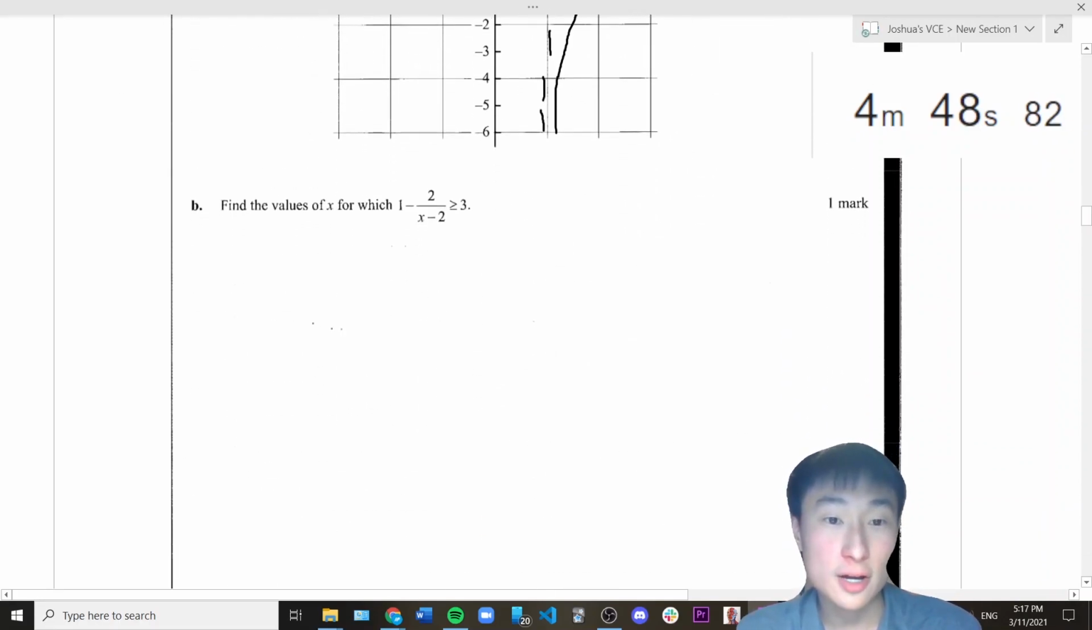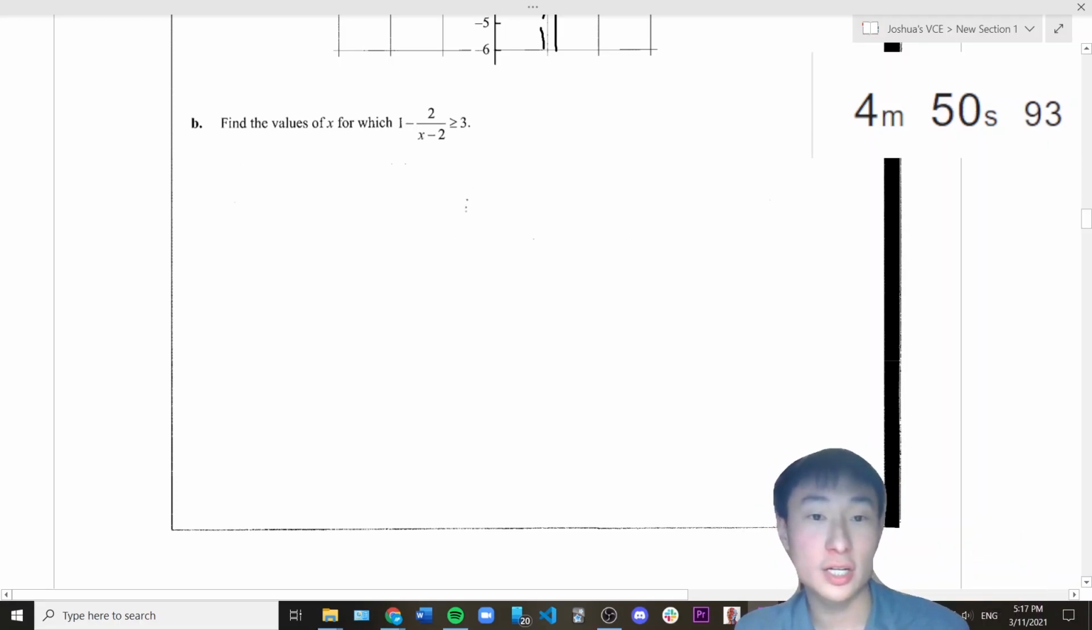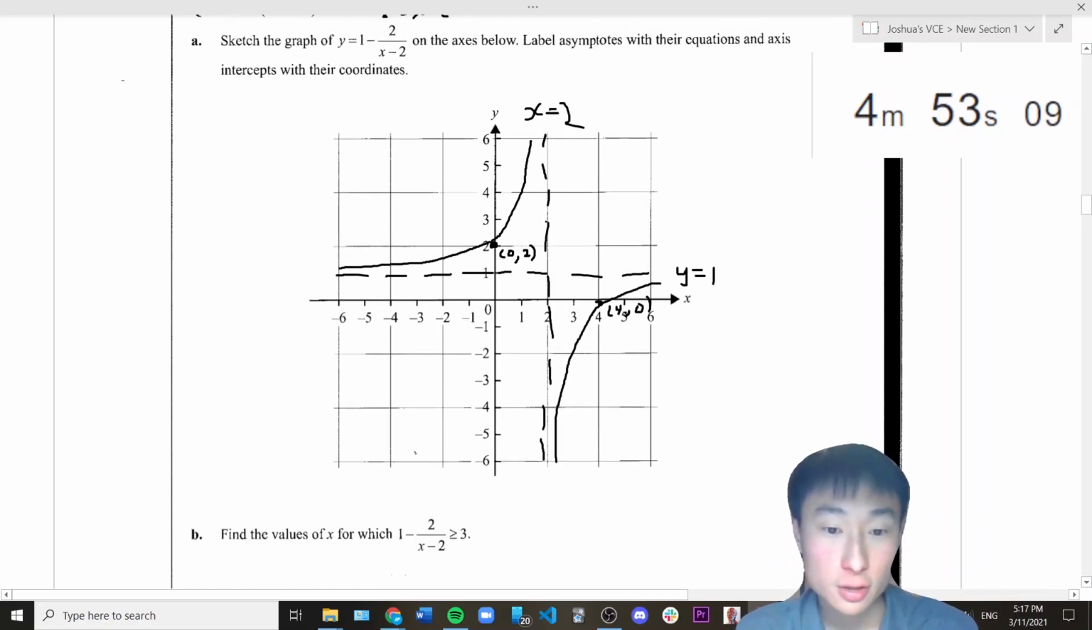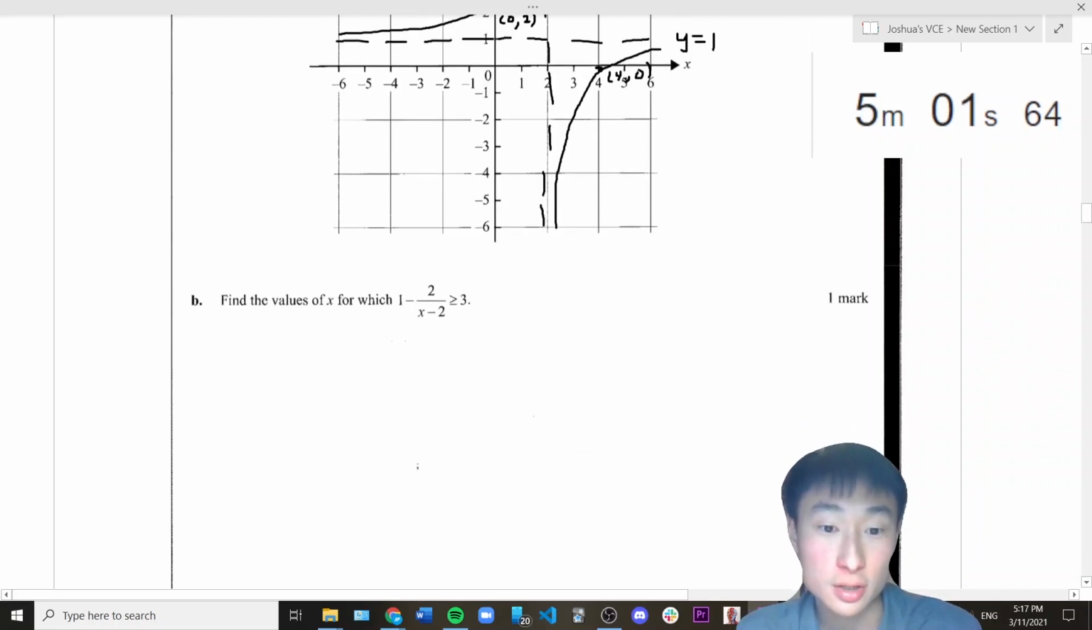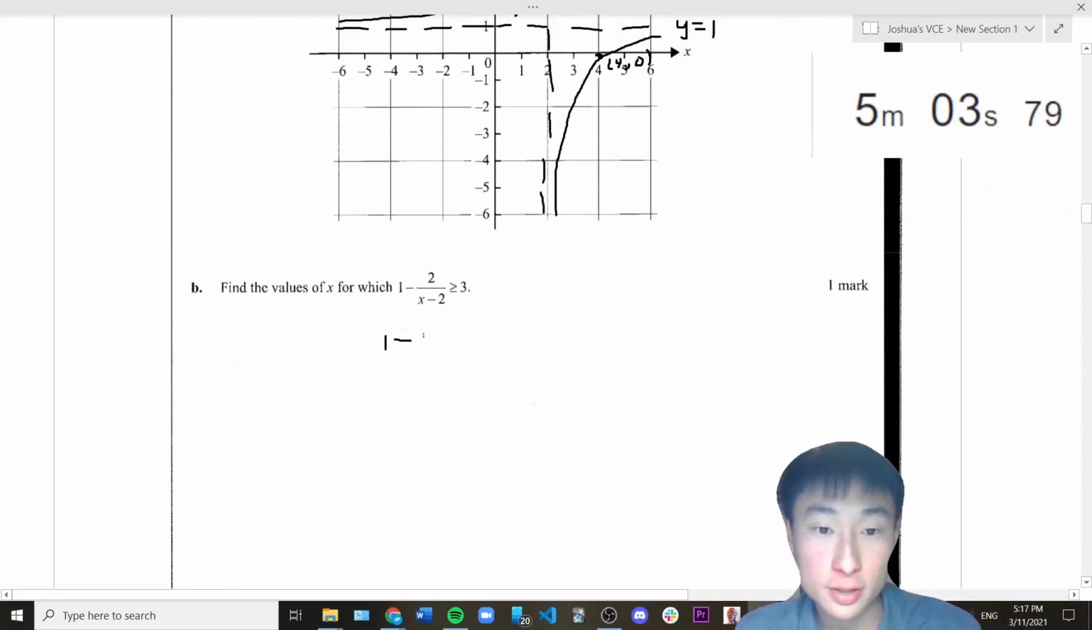Perfect. Find the values of x for which... Okay, so this is a graph of a hyperbola. It's the same graph, actually, so it's just everything above this point. So I find what this point is, and then between that and 2. So 1 minus 2 over x minus 2 is equal to 3.